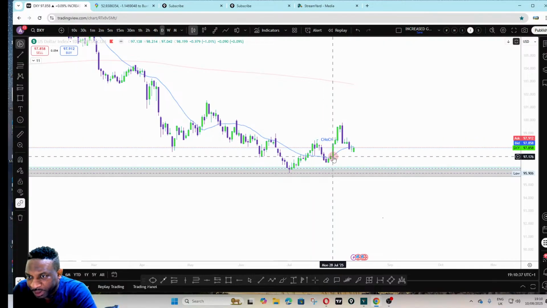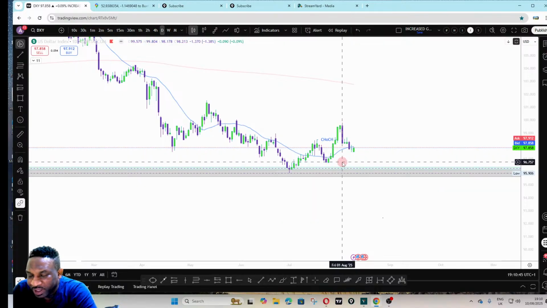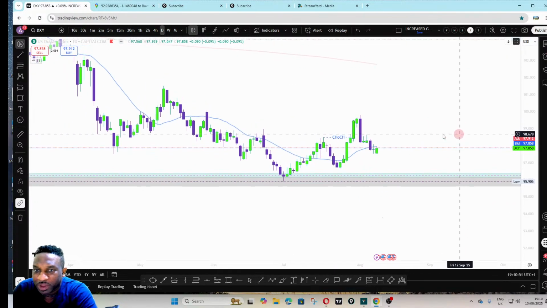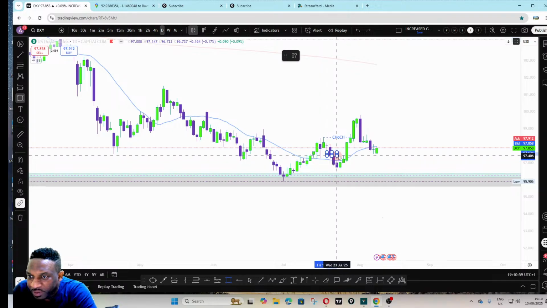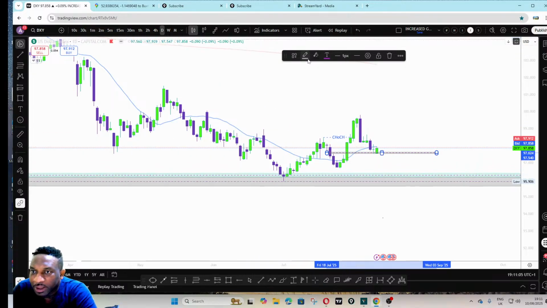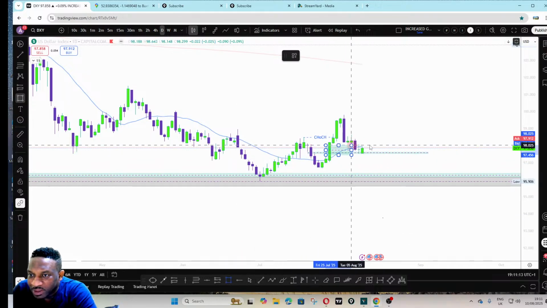Below this break is this imbalance we can identify here. If you look at it properly, let me enlarge this a little bit so that it's clear. We can identify that there is this imbalance on the left from here, a small tiny one, and then we have an imbalance on the right. This is what is known as a balanced price range.